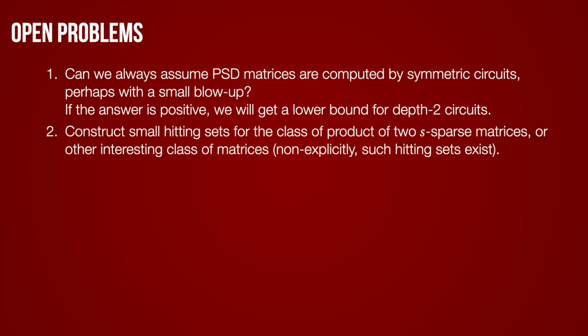The second problem is more general, and it is to try to use this approach related to polynomial identity testing and to construct hitting sets for various interesting classes of matrices. Of course, if we could do it for the class of matrices which are products of two S-sparse matrices, then we would get lower bounds for depth 2 circuits, but it's probably also possible to find other classes of matrices for which we can construct hitting sets.